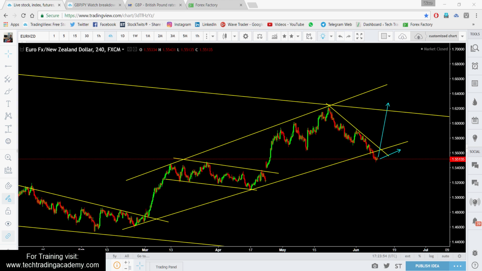So the trend line is just being violated by the price. There are two scenarios. If price is going to form a continuation, we are going to get down. If we're going to see an impulse, we're going to get that top. Okay, so neutral on this pair at the moment. Why neutral? We need to watch price action over the trend line.